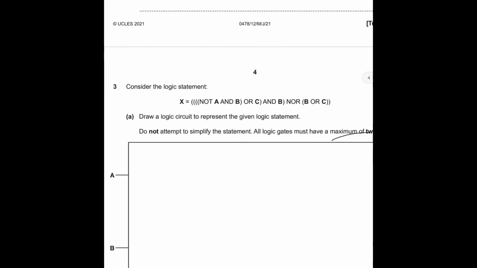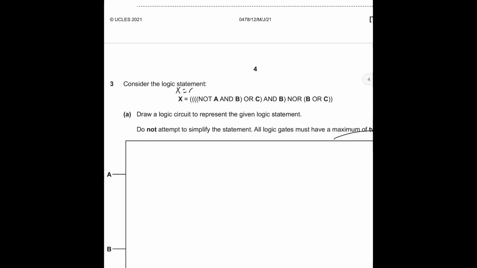So first we're going to write this in terms of a symbol equation. There are 4 brackets, so NOT A and B. We know that AND is multiplication, so A AND B, OR C, that is a plus C, and B, NOR B or C. So this is a NOR gate.